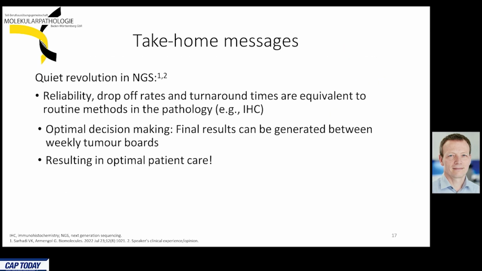So if I summarize our experience, I feel that a quiet revolution has taken place in NGS. The reliability, drop-off rates, and turnaround times are equivalent to the routine methods in pathology like immunohistochemistry, and this allows us optimal decision-making because the final results can be generated between the weekly tumor boards, and it's optimal for your patient care. Thank you so much for your attention.